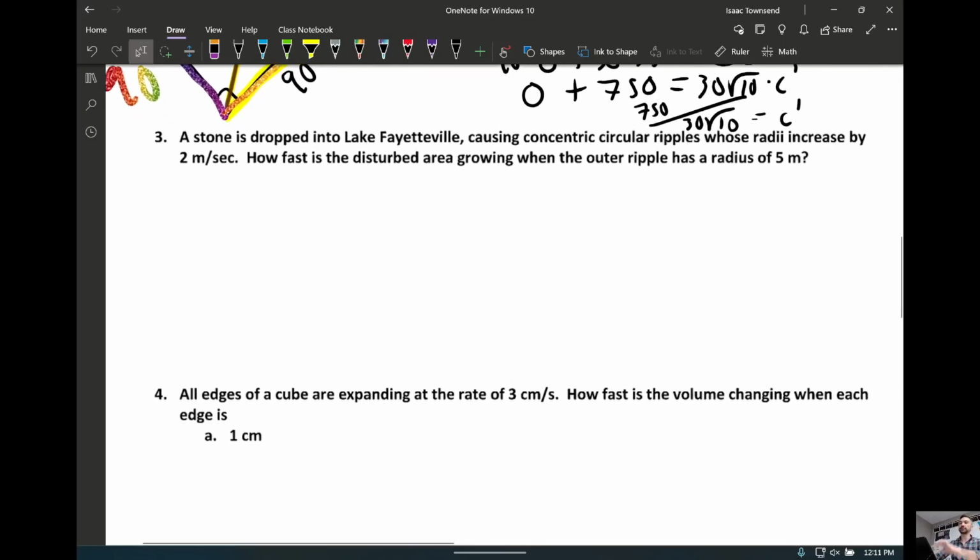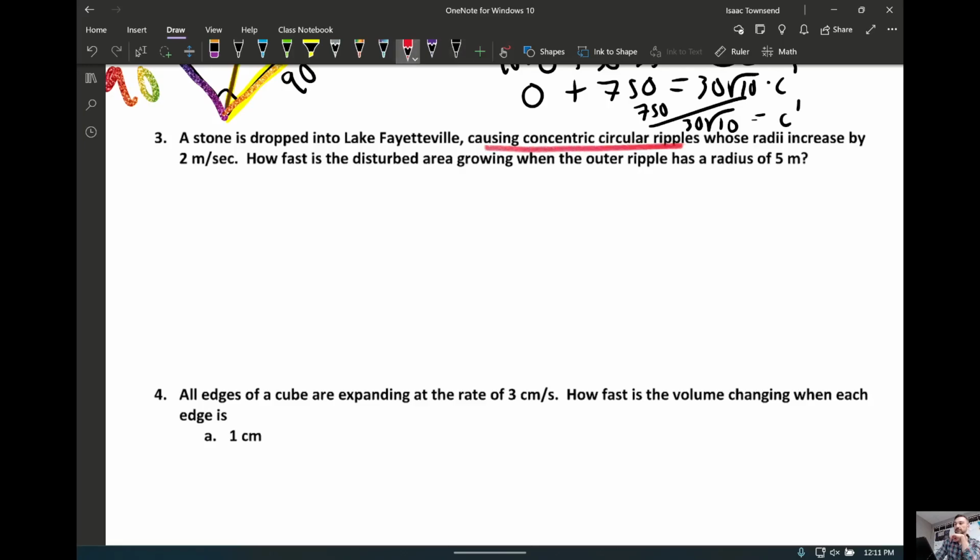All right, let's reset here. Okay, so new question, probably new geometry formula, but the approach to the question should be the same. A stone is dropped into Lake Fayetteville. Again, I didn't make up these questions, but this one probably was an AP question if it says Lake Fayetteville. Causing concentric circular ripples. So what does that mean?